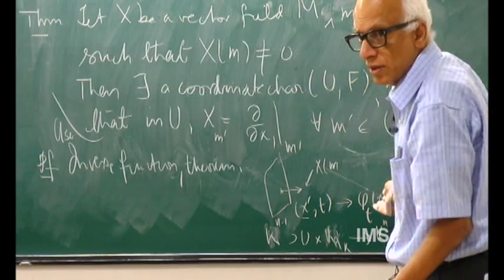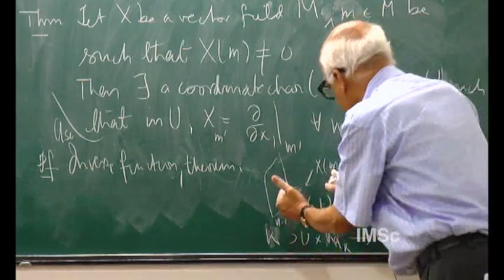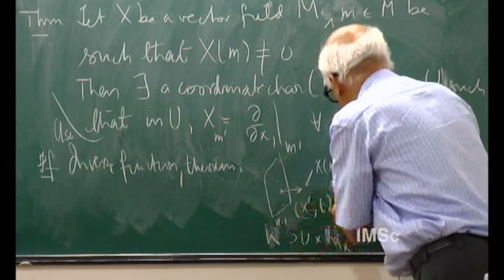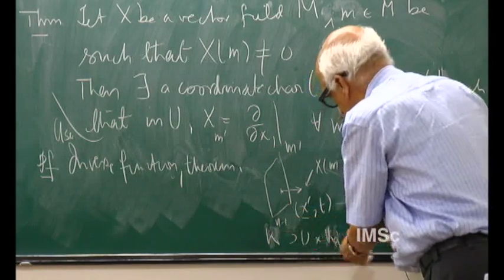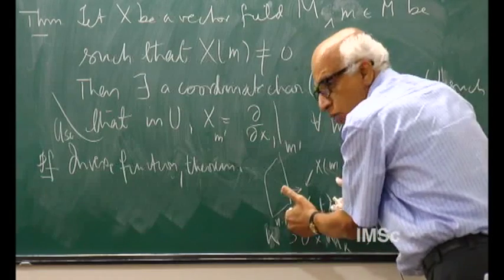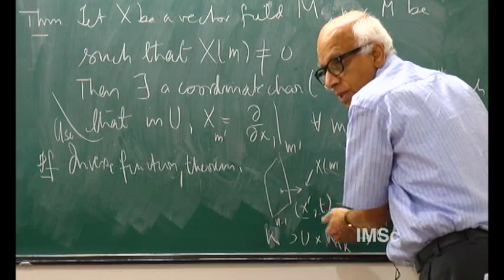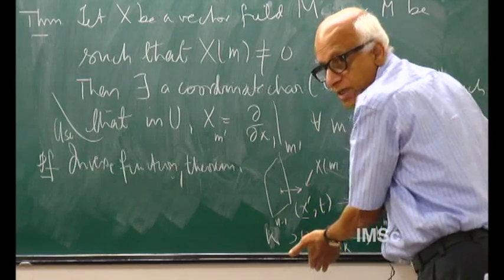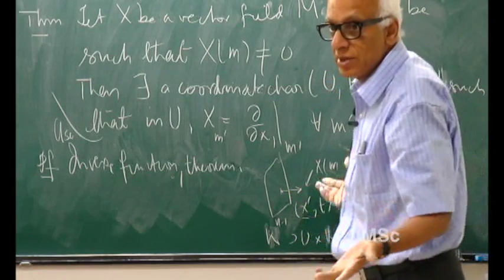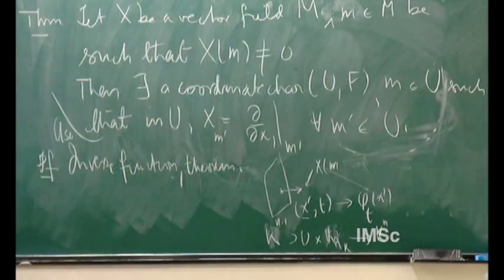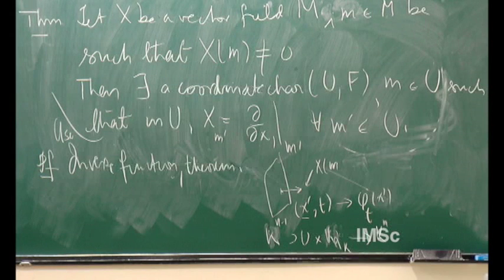Apply the inverse function theorem to the situation, and you get a diffeomorphism of this product onto the image, which is an open set. And now use these as coordinates rather than that. Then t is one of the coordinates, and d by dt is the operation. So you can take t as the first coordinate, x becomes d by dx1. That's the proof. Work it out. If you have not understood it, think for yourself and get it out.